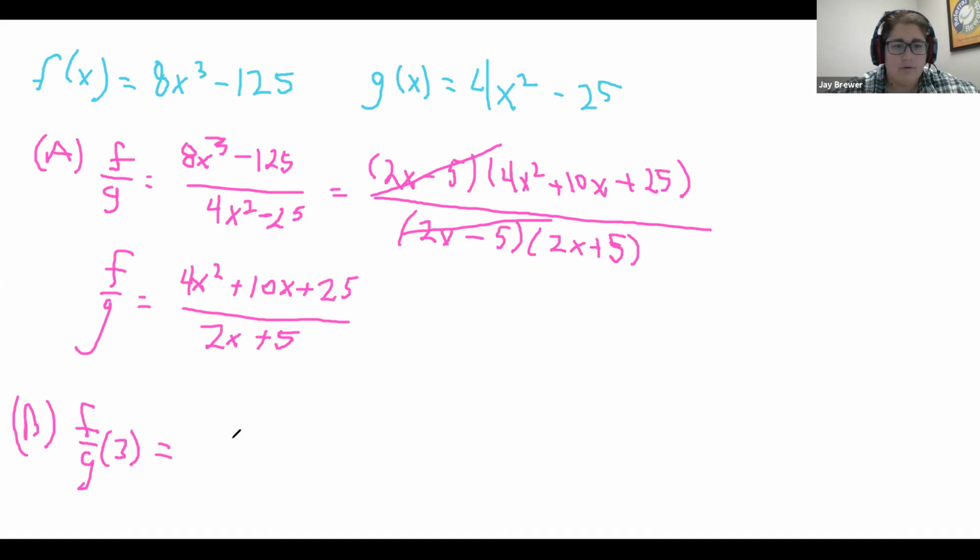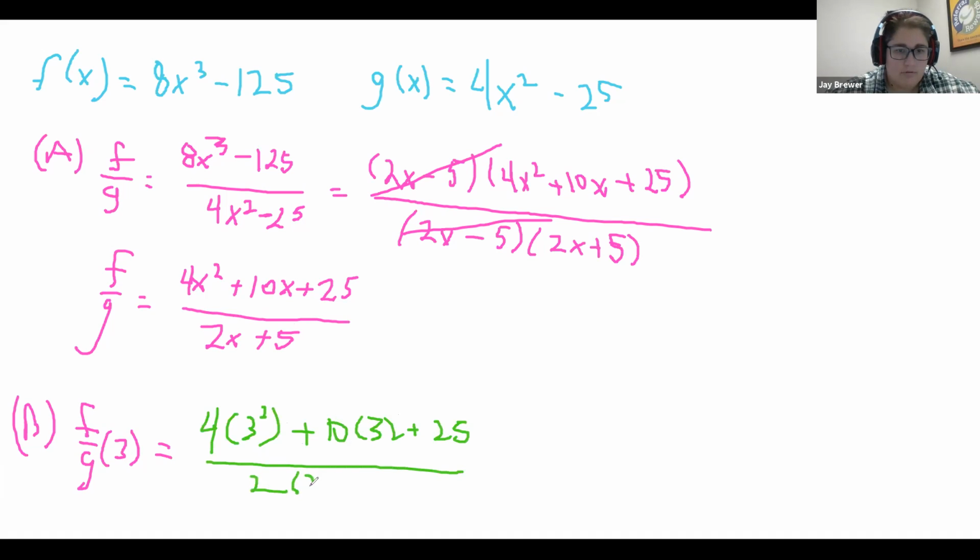Okay, we're just going to put a 3 in for each of the x's. 4 times 3 squared plus 10 times 3 plus 25 all over 2 times 3 plus 5. And if you work that out, you end up getting 91 over 11.